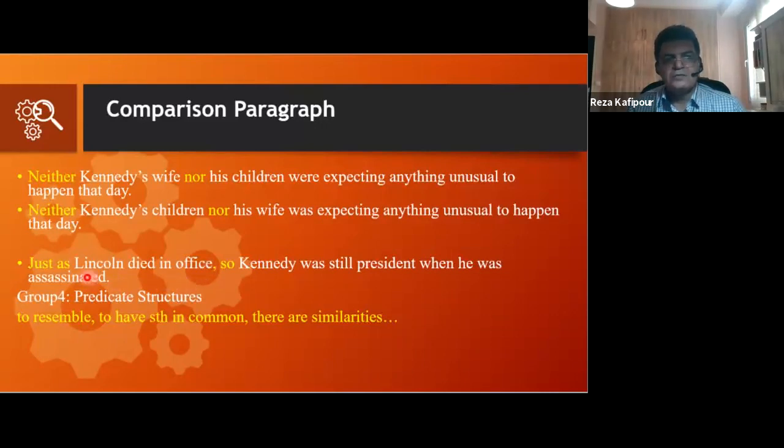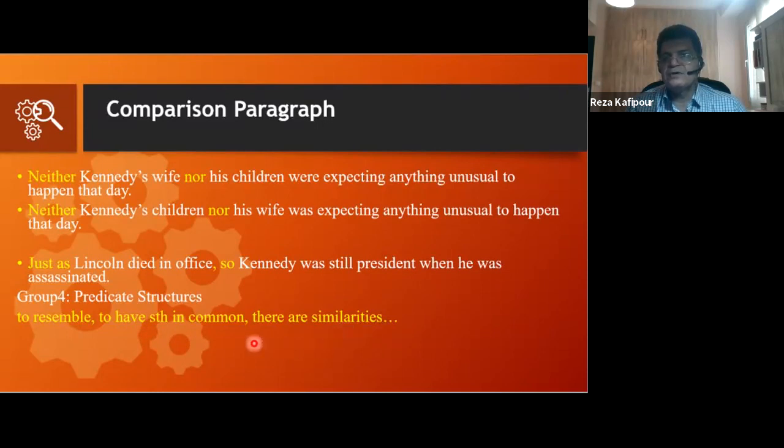So it is the third group, correlative conjunction. This fourth group is the use of verb, what we call predicate structure. We may just use a verb to show that we are comparing two persons or things based on similarity. So the verbs are resemble, or to have something in common, or there are similarities, rest of sentence. These three structures. The last two structures, to have something in common and there are similarities, are very good structures to formulate a topic sentence for a paragraph of comparison.